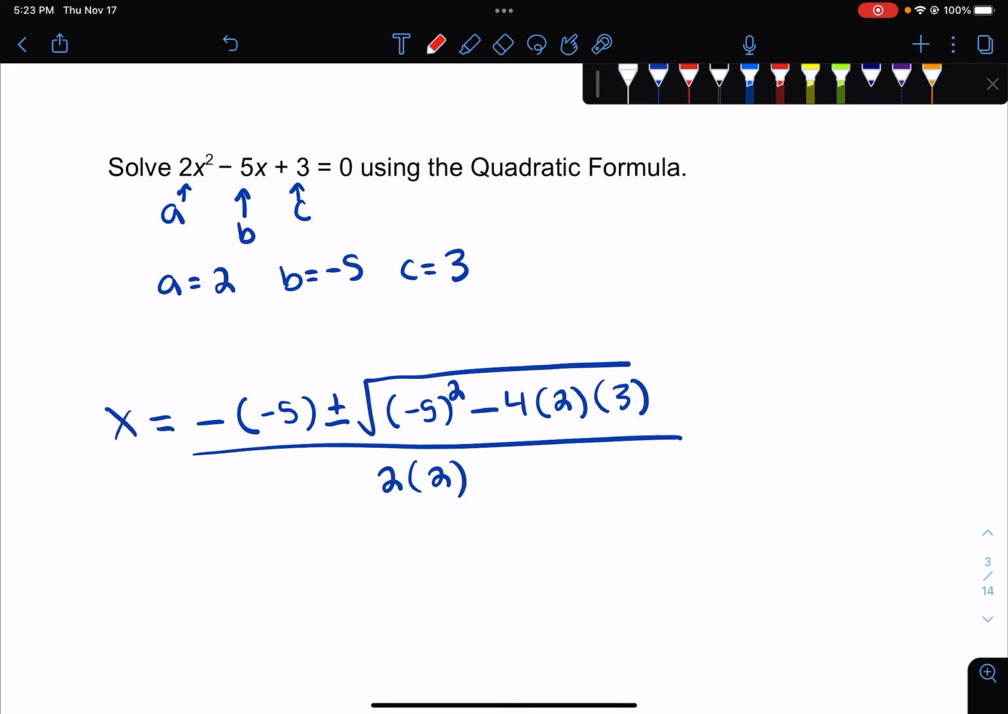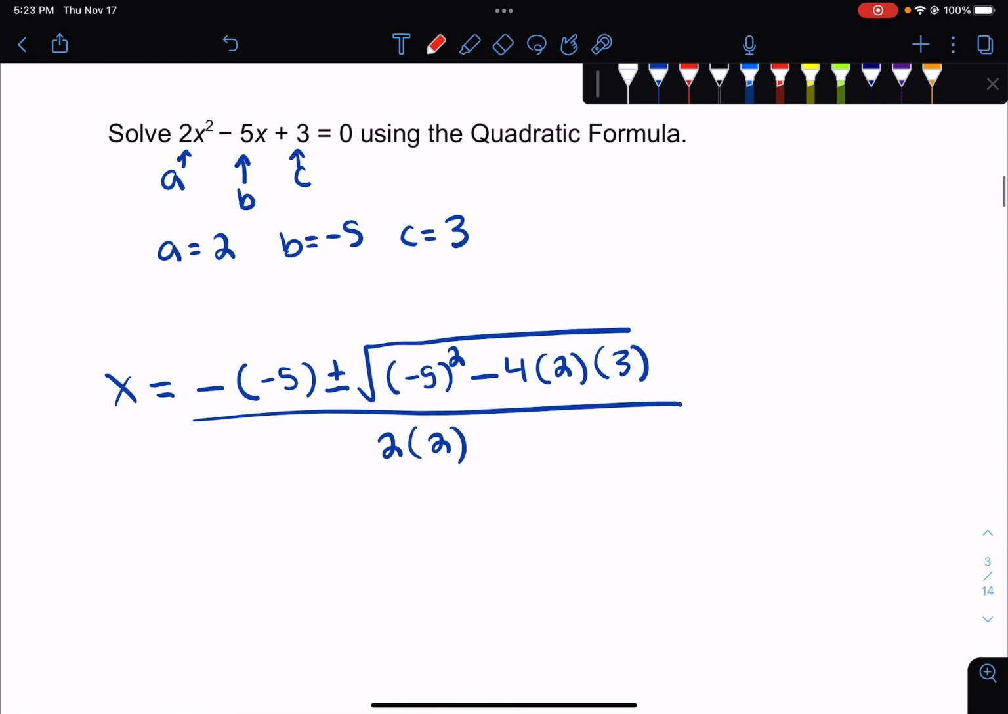So everywhere there was a letter, this was B, right? This was B. This was A. This was C. This was A. Everywhere I plugged in a letter, I went ahead and used parentheses. And the main reason I'm doing that is I want the calculator to do the math correctly, okay?